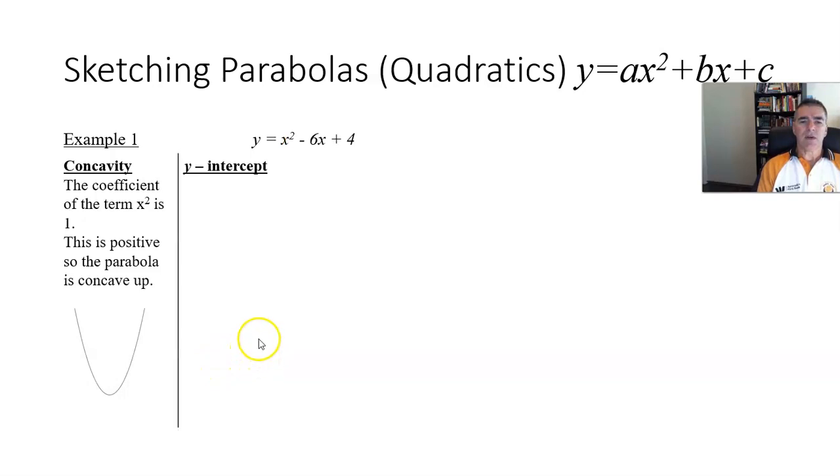Okay, now let's find our y-intercept. So where does this parabola or quadratic function cut the y-axis? We just substitute in x equals 0 into this quadratic function. So 0 squared minus 6 lots of 0 plus 4, and we get y equals 4. You'll notice that that's the same as that positive 4 on the end there. So we now know that the y-axis is cut when y is 4.